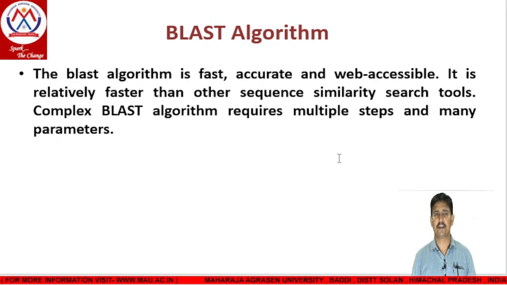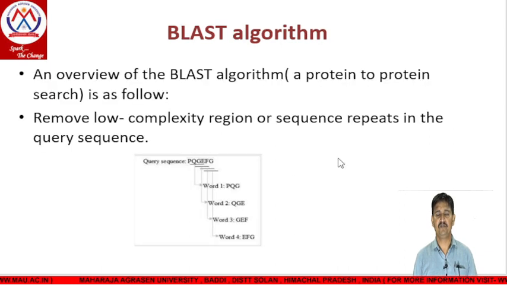Next, the BLAST algorithm. The BLAST algorithm is fast, accurate, and web accessible. It is relatively faster than other sequence similarity search tools. The complex BLAST algorithm requires multiple steps and many parameters. An overview of the BLAST algorithm for a protein to protein search is as follows. First of all, we remove low complexity regions or sequence repeats in the query sequence. Then we break the sequence into small words known as tuples, as shown in the figure.